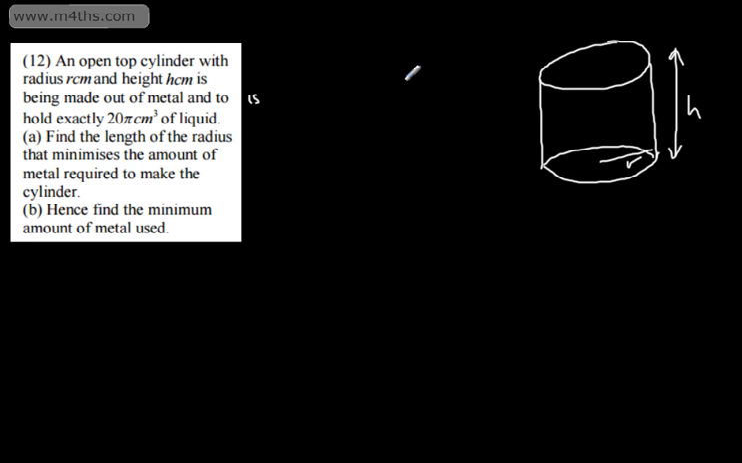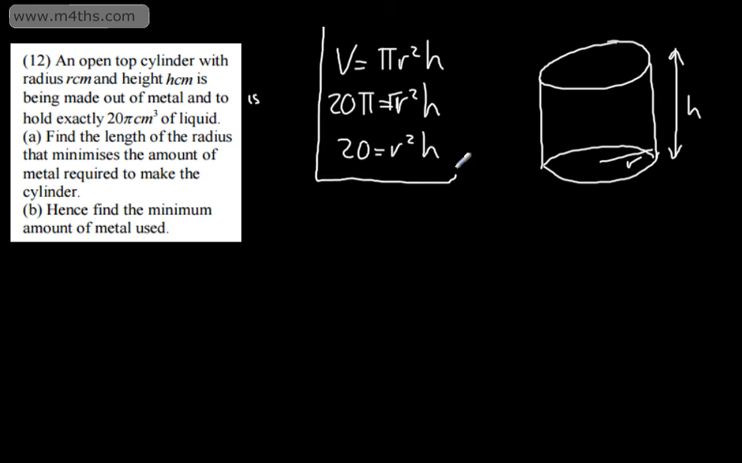What I'm going to do is get an expression for the volume. The volume here is going to be pi r squared, that's the end, multiplied by the height. So from this, it's going to hold 20 pi centimetres cubed of liquid. So 20 pi is equal to pi r squared h. So let's cancel the pi. From this, we can see that 20 is equal to r squared h. I'm going to leave that where it is.